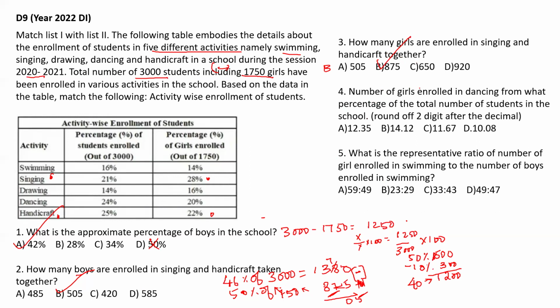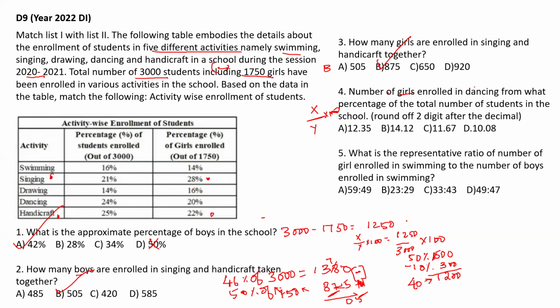Next, number of girls enrolled in dancing is what percentage of total number of students in the school? Round off to 2 digits after this. So number of girls they are asking. This is also very easy. Dancing is what percentage of total number of students. X is what percentage of Y. What formula? Same, X by Y into 100.